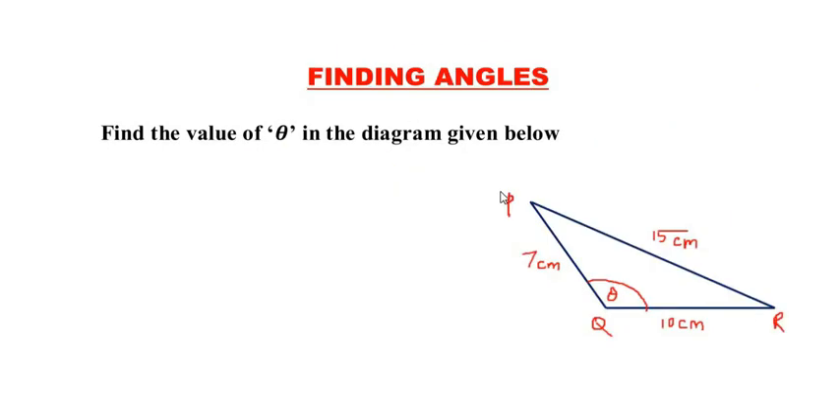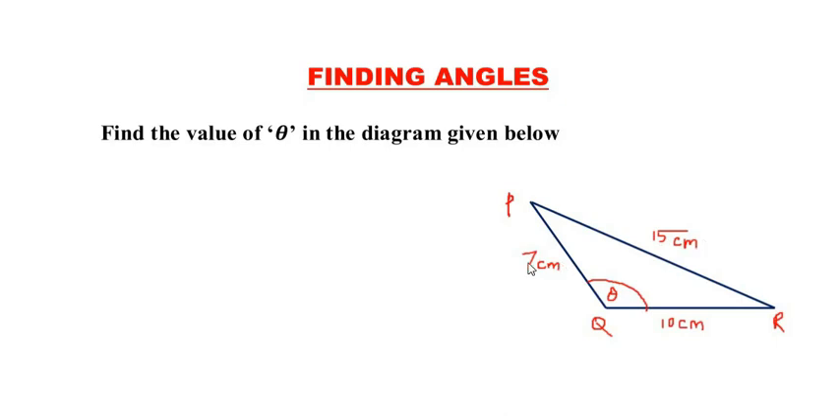Now let us find the angles using the cosine rule. So here the question says find the value of theta in the diagram given below. Now again they haven't mentioned using sine rule or cosine rule, so we have to start thinking about the rules. Here we can see in this triangle all the 3 sides are given and an angle is asked. So if all the 3 sides are given, we are going to use the cosine rule.